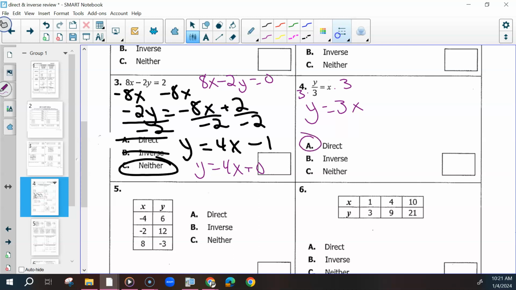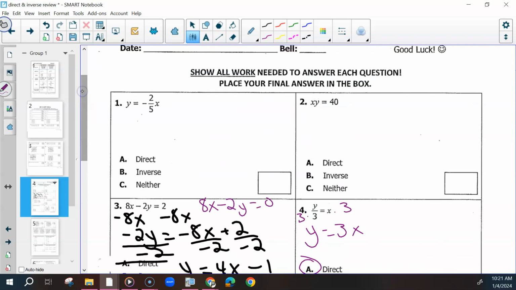So what would an inverse equation look like? y equals k over x. So any of the examples on the front. So number 1. No, because x is in the denominator. Oh. Other questions?